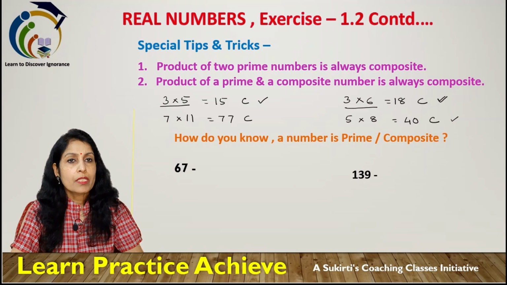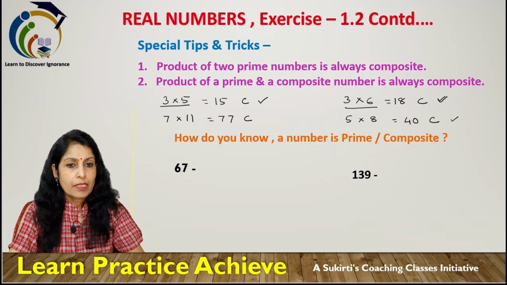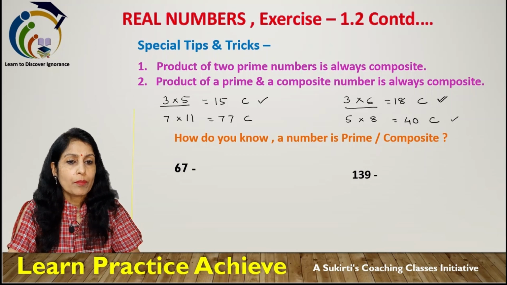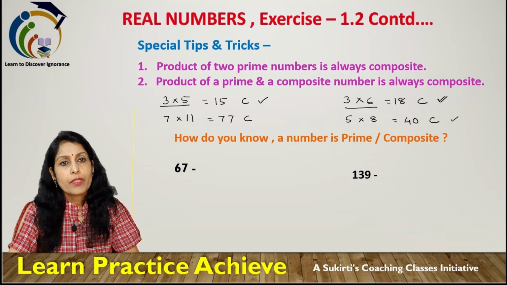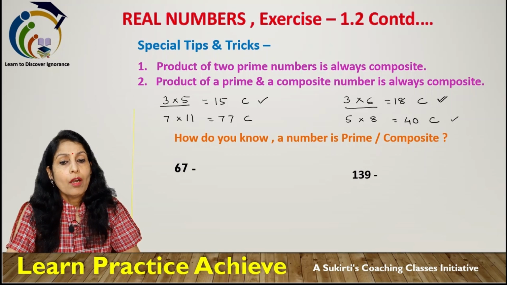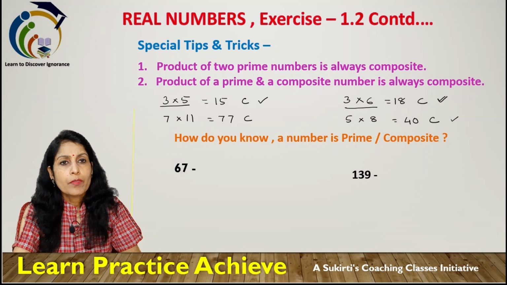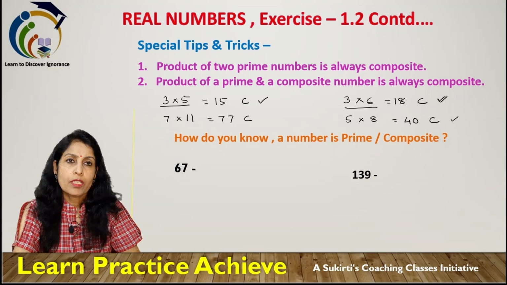Now, if a number is given, how do you know whether that number is prime or composite? There are certain tricks to find out whether a number is a prime number or a composite number. If the last digit is 2, 4, 6, 8 or 0, then it is a composite number, meaning it is divisible by 2. Or if it is 0 or 5, then it is divisible by 5. So again it is a composite number. Okay, so in this way, by using different divisibility rules, we can find out whether a number is composite or not. But if a number is given, then we have to find out whether it is a prime number or composite number.